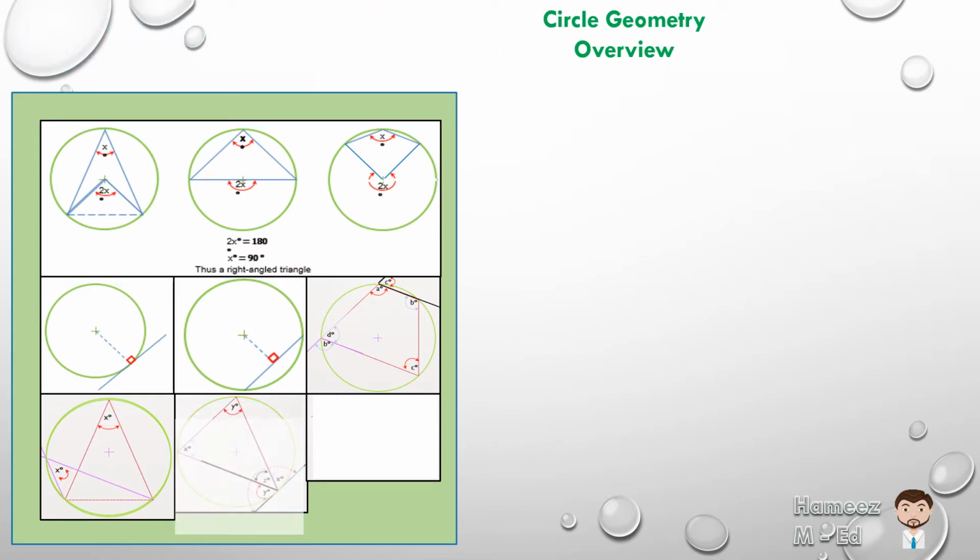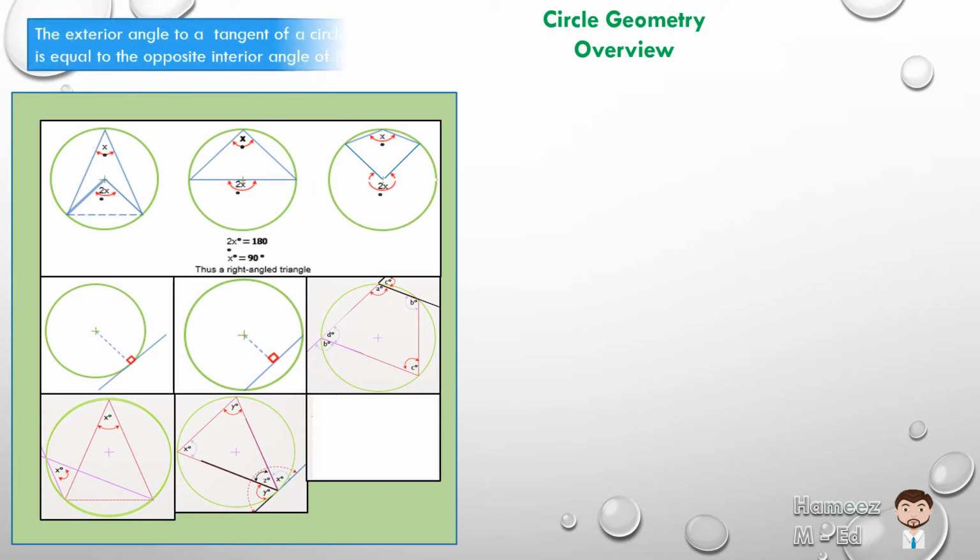In our next diagram, we have a triangle in which all three corners touch the circumference. And if we consider that there's a tangent which meets the circle at one of the corners, then there's a relationship in which we can say the exterior angle between a tangent to a circle and the triangle is equal to the opposite interior angle of the triangle.